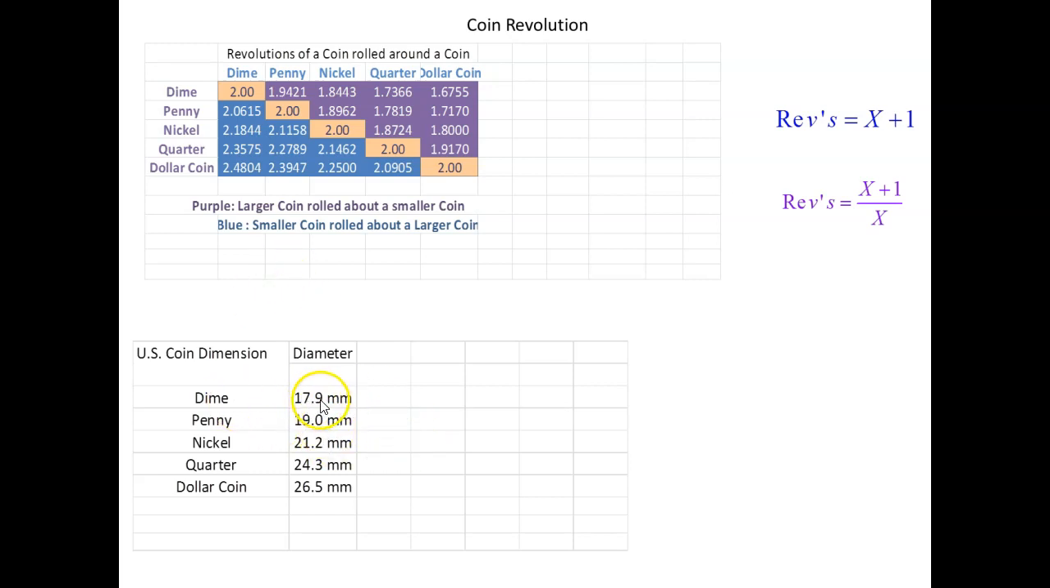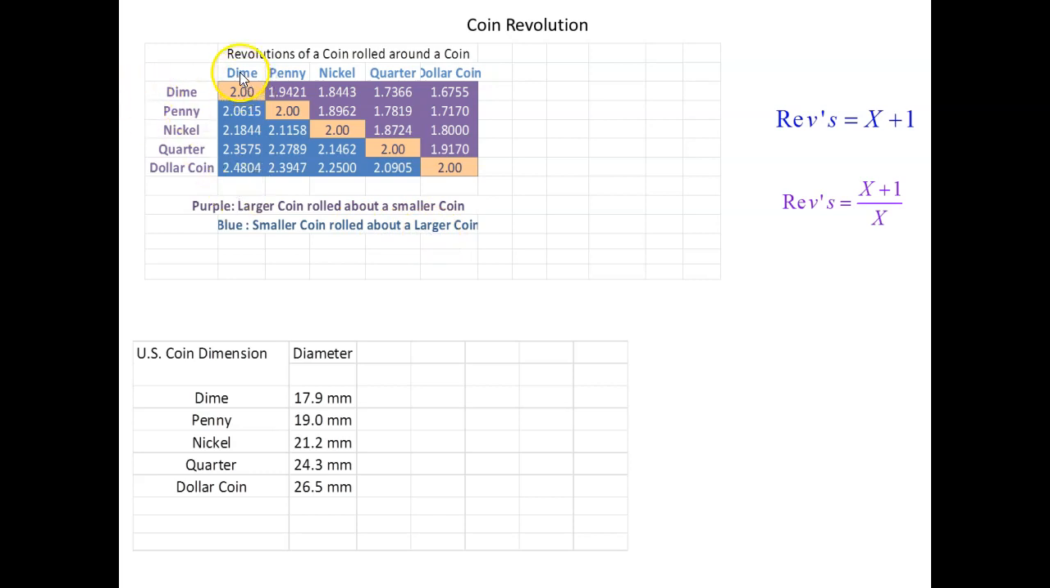The dime is 17.9 millimeters. The penny is 19 millimeters. The nickel is 21.2 millimeters. The quarter is 24.3 millimeters, and the dollar coin is 26.5 millimeters. What's in purple is rolling the larger coin about the smaller one. What's in blue relates to the smaller coin being rolled about a larger one.